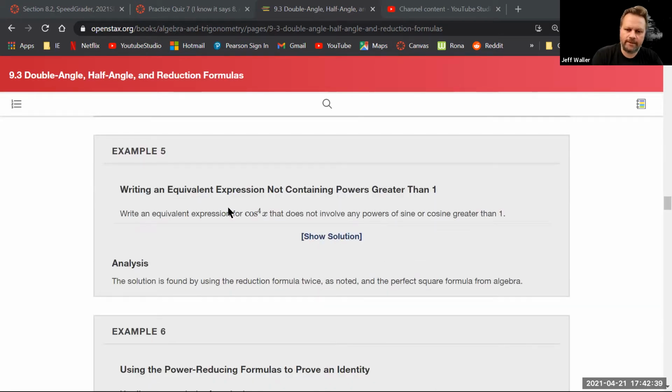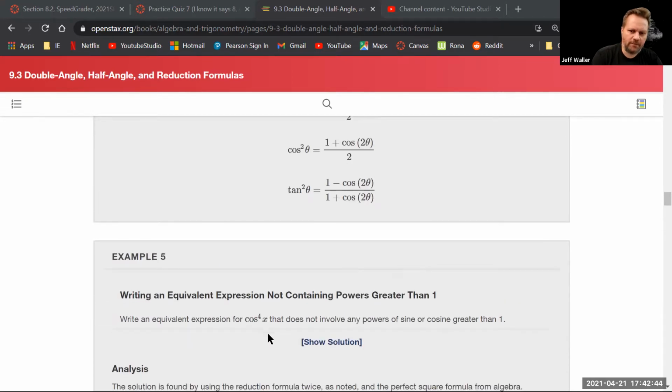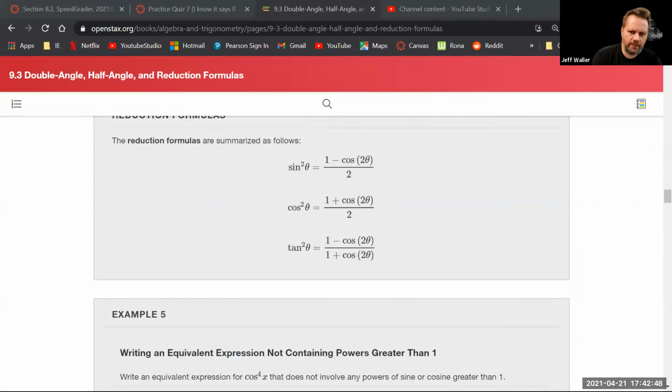Well, let's see. Now this is interesting. Here's something that's semi-interesting to me. How would you do this? Cosine, let me write it up here. The fourth power cosine. How could I rewrite that to only be a first power? What could I do?